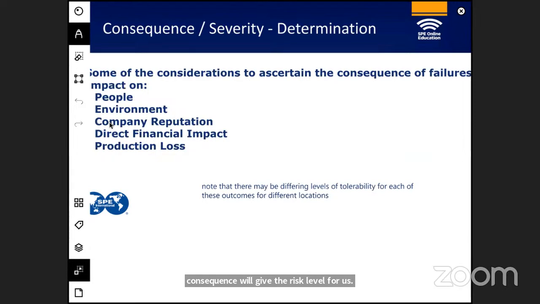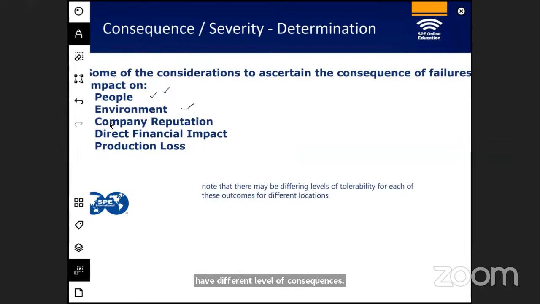How do we determine the consequence severity, or how do we calculate the consequence or the severity of an event? We look at the impact on people. Suppose a person gets injured, it will have a certain consequence. A person is away from work, suppose 5 people get injured, 1 person gets killed, 5 people get killed. These have different levels of consequences.